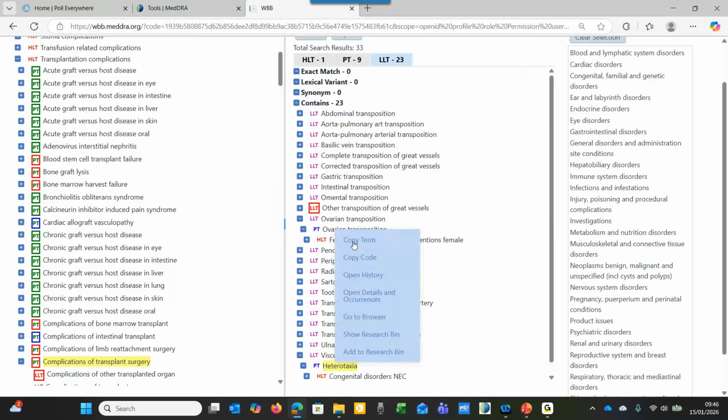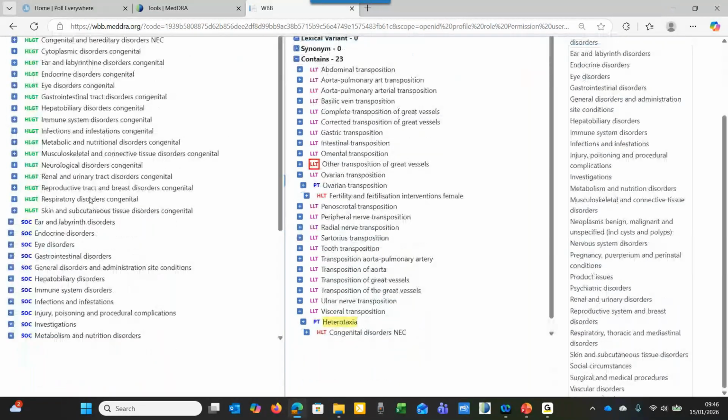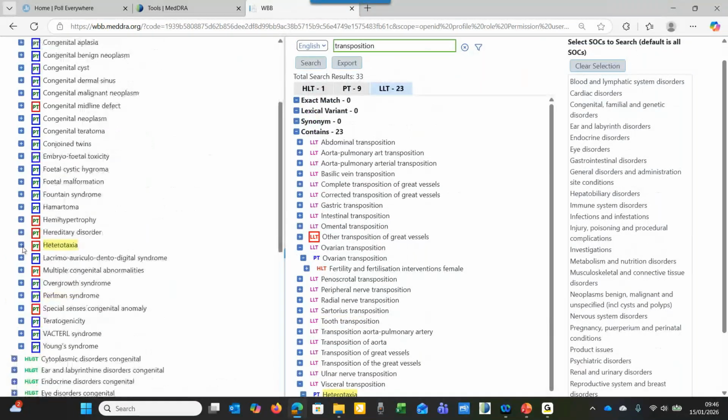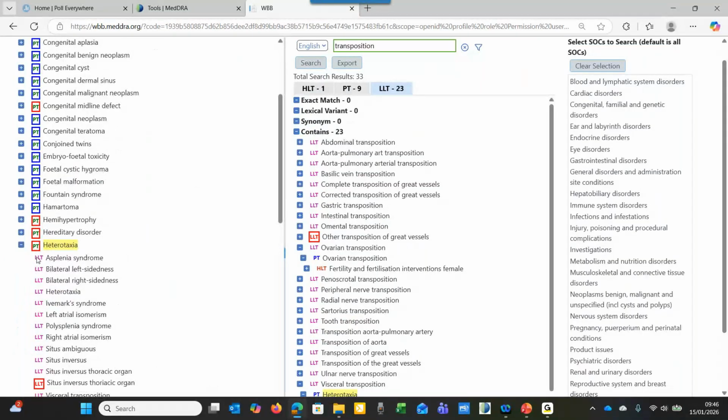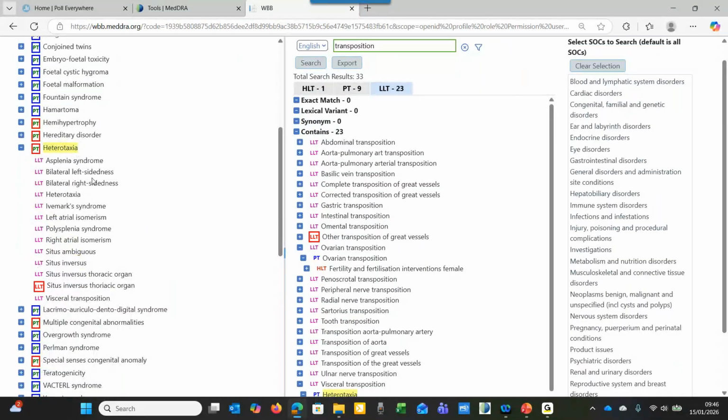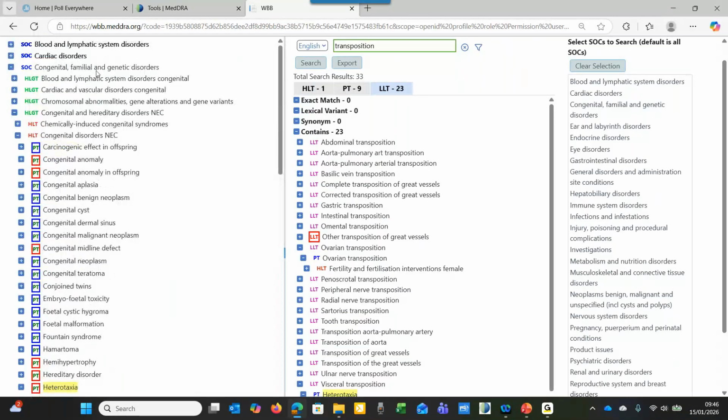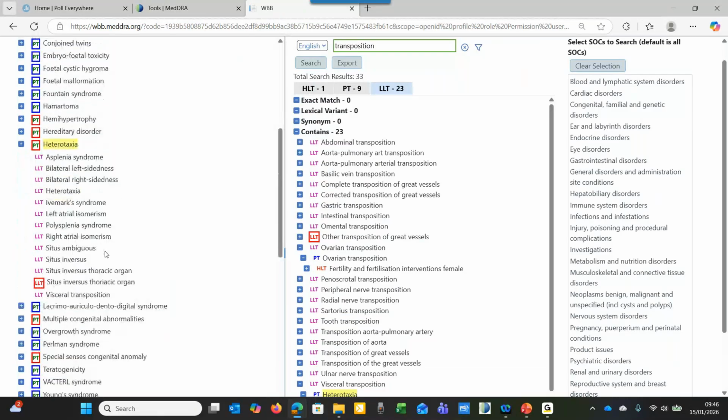So let's have a look at this one. Let's go to the browser because visceral transposition sounds like movement of internal viscera. Heterotaxia is a congenital problem. Look, it's in the congenital SOC. So this illustrates nicely how sometimes you can find an LLT that you think could be a quite good choice, but only when I look at the hierarchy, I see that it's completely inappropriate. It's a congenital problem. So don't just find an LLT, copy it and code without checking the hierarchy when you're coding. That's one of the most important tips we can give you for coding. So that one would not be suitable.